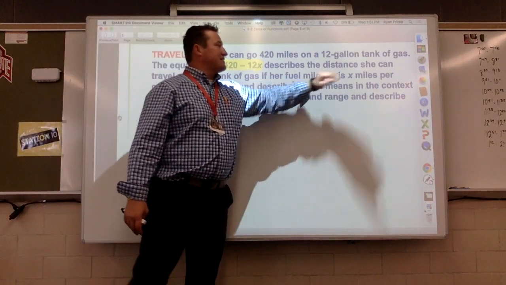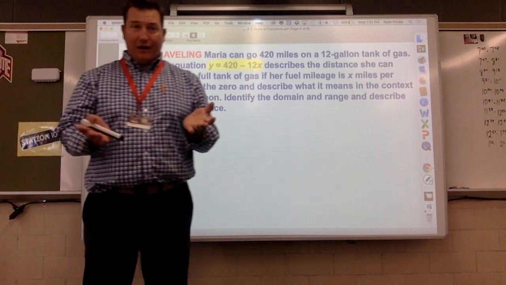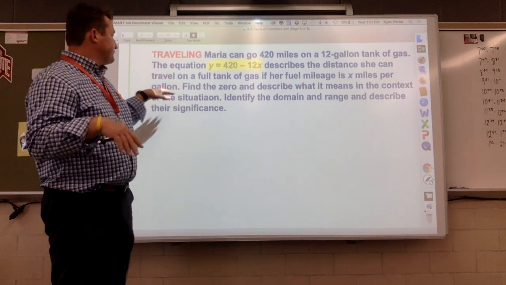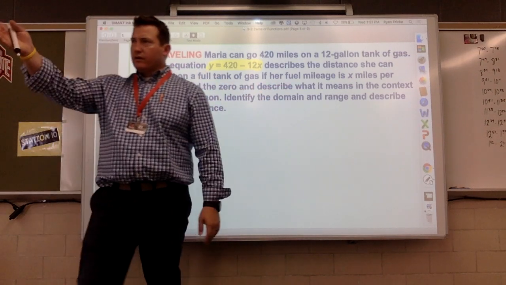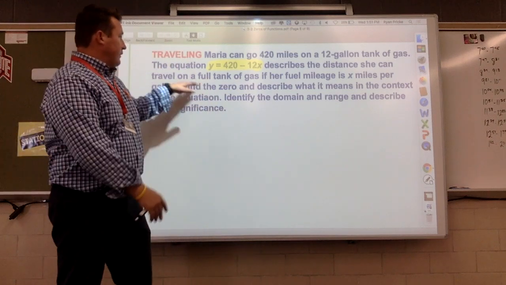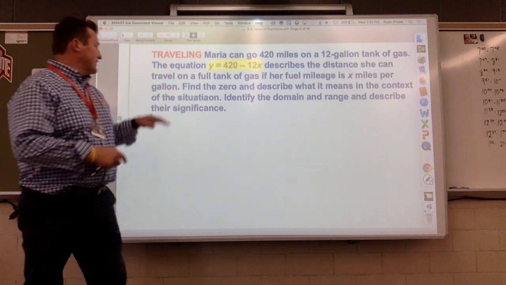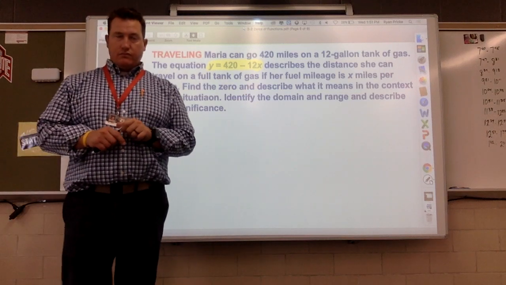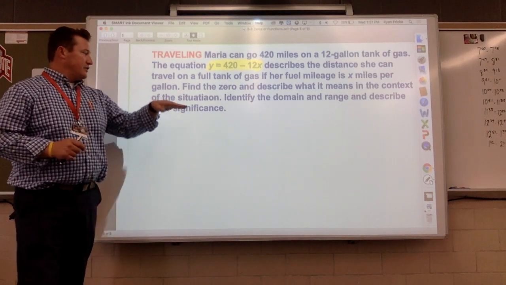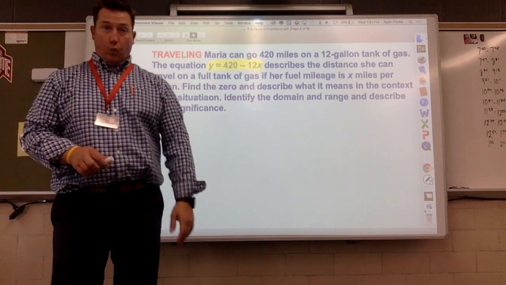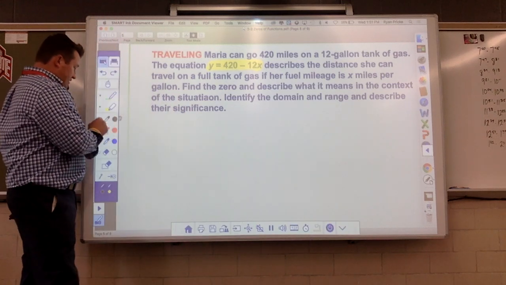If her fuel mileage is x miles per gallon, do we know her fuel mileage? Not really. It says find the zero and describe what it means in the context of the situation. Identify domain and range and describe their significance. So, guys, a couple things.